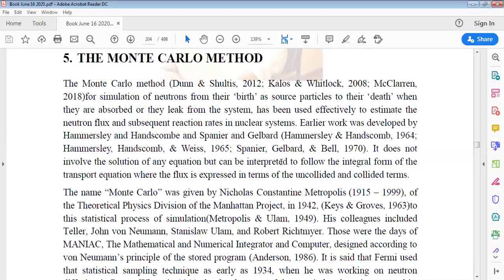Now the older ones which I studied from as a student were Hammersley and Handscomb, 1964. I don't know if that's available now, but I used to read them in Madison and at Cambridge. That's a very old but useful book. Then Spanier and Gelbard. I met Dr. Gelbard at a conference in Hungary, in Budapest. I think it was 1989 or 90. His book is also a very good but slightly difficult way of understanding Monte Carlo simulation.